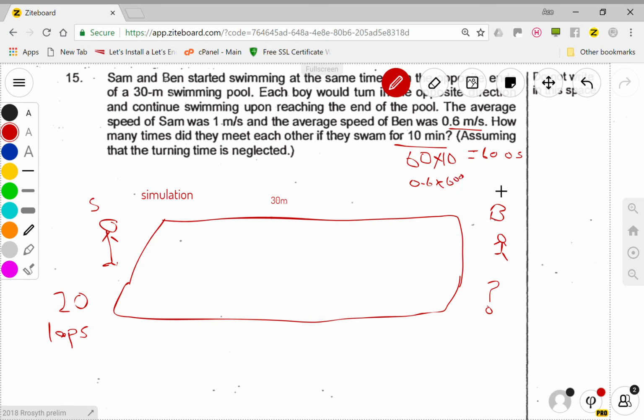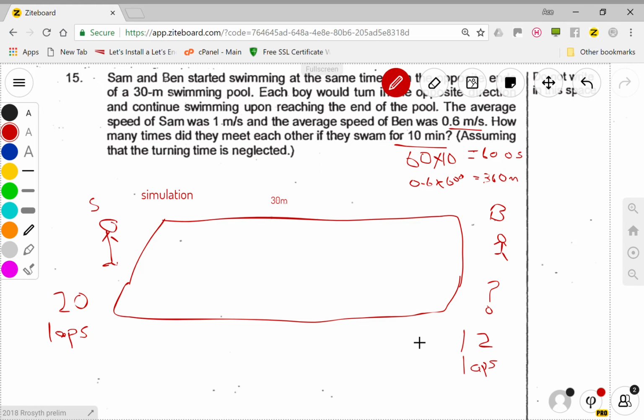So that's 360 meters. How many laps is 360 meters? We take 360 divided by 30, so that's 12 laps. Ben will swim 12 laps. And then we are stuck here, because your question becomes: this guy swims 20 laps and this guy swims 12 laps. Am I supposed to find the common factor or multiple, if you are thinking from the mathematical point of view?